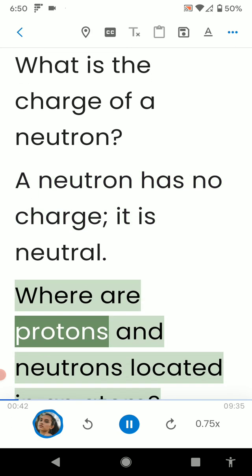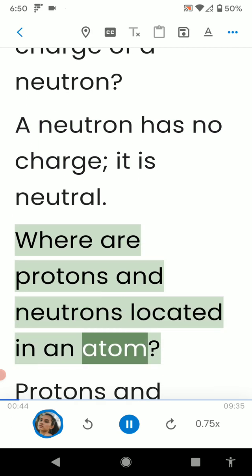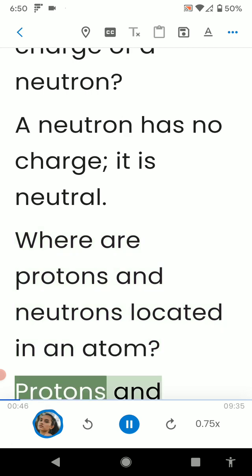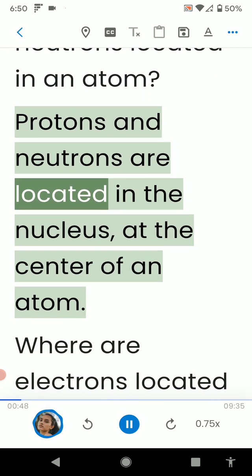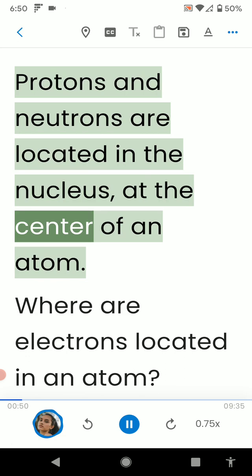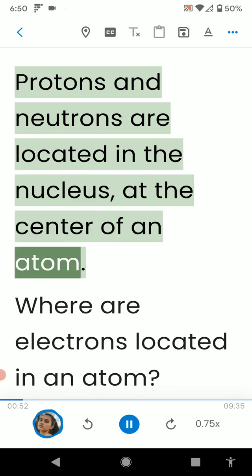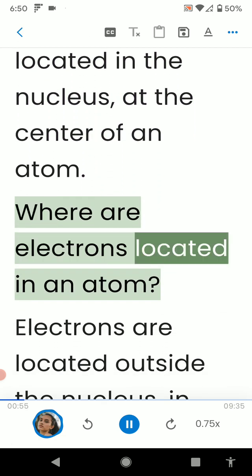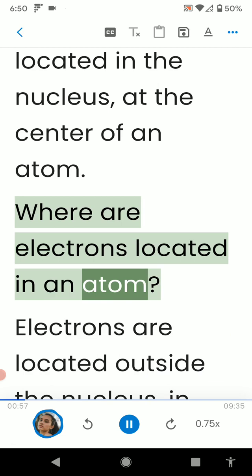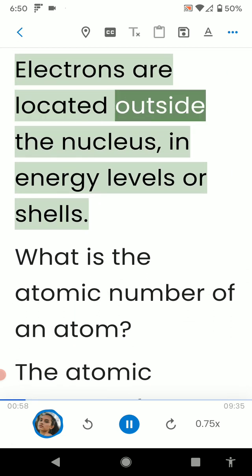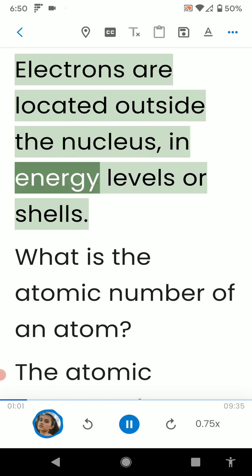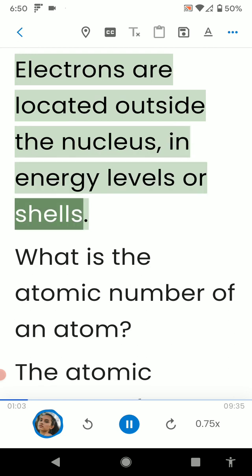Where are protons and neutrons located in an atom? Protons and neutrons are located in the nucleus, at the center of an atom. Where are electrons located in an atom? Electrons are located outside the nucleus, in energy levels or shells.